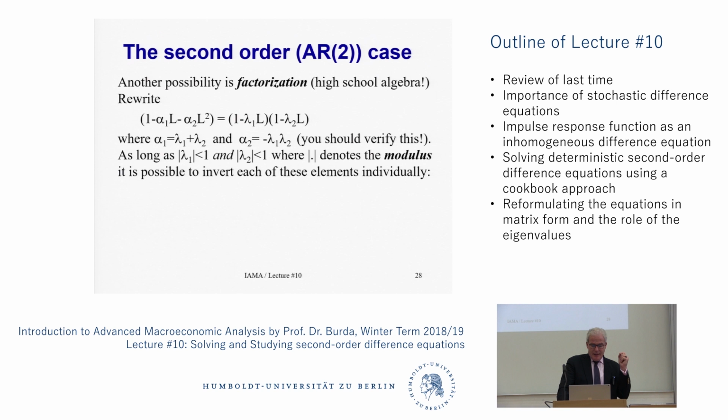That means that these lambda 1 and lambda 2 have to lie inside the unit circle. They have to have a modulus of less than 1. It's like the alpha before, except now it could also be a complex conjugate. So we have to discuss that, and that is one of the most interesting cases.